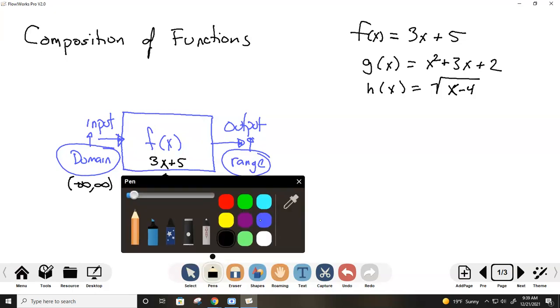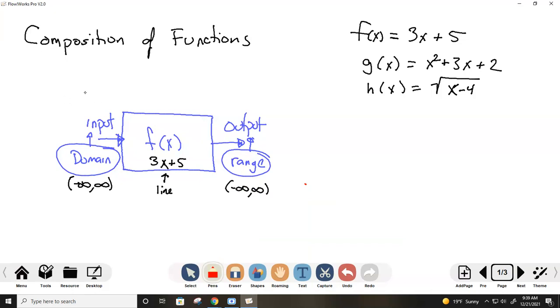But let's say I pick 4 as my input. I plug 4 into this function f of x, and inside this it's going to think, well, 3 times 4 plus 5 is 12 plus 5. So it's going to output 17, which is part of the range. It is a real number. So let's step back and consider what functions are, what they do, and the way to think about them.